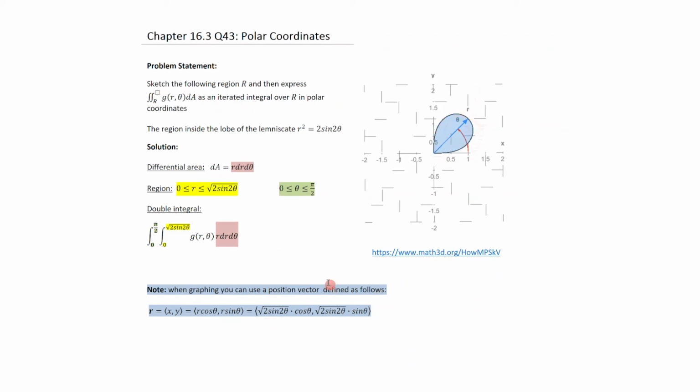The region R, well, we know what r squared is, and we know that over the range of theta of interest, theta going from 0 to pi over 2, sine 2 theta remains positive, which means we can take the square root. So 0 is less than or equal to r is less than or equal to the square root of 2 sine 2 theta. This is the range on r, and this is the range on theta. You can take this information and immediately transfer it to the bounds on the double integral. This, of course, will be the Jacobian times dr d theta. So this integral is ready to go. We just need to know what g of r, theta is.